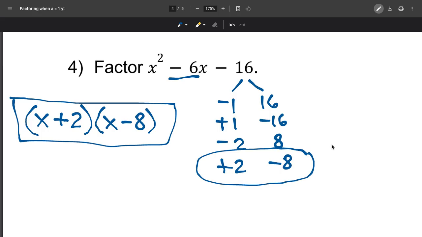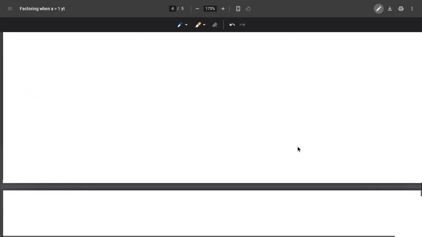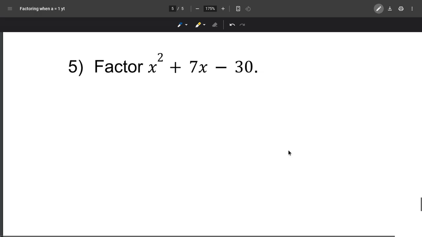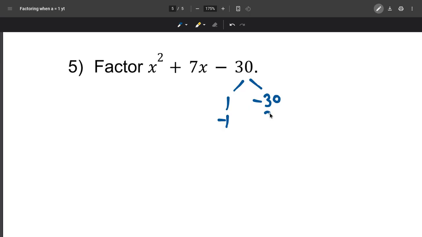All right, one more. This last one we're going to factor x squared plus 7x minus 30. So I want to list the factors of negative 30. So I could do positive 1 and negative 30. That adds to negative 29, so that's no good. Negative 1 and positive 30. Again, that adds to positive 29, so no good. 2 times negative 15. That adds to negative 13. No good. Negative 2 times 15 doesn't work.